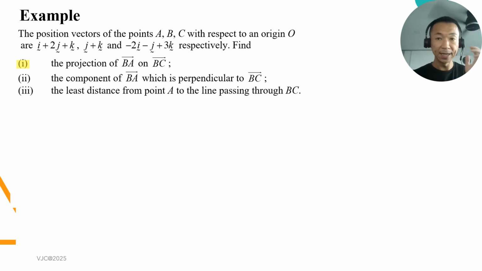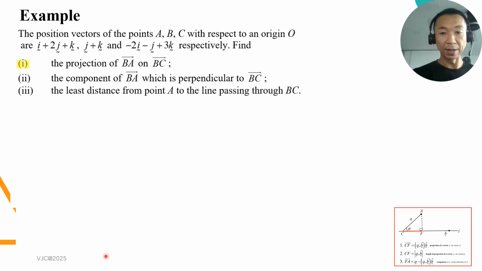This is a slightly longer example, but uses the same few formulas of projection and length of projection. You can see the position vectors of A, B, C are given. I generally like to write the position vectors in column vector form. Later I will show you. Then they ask you to find the projection of BA on BC. First, we find part 1, projection of BA on BC.